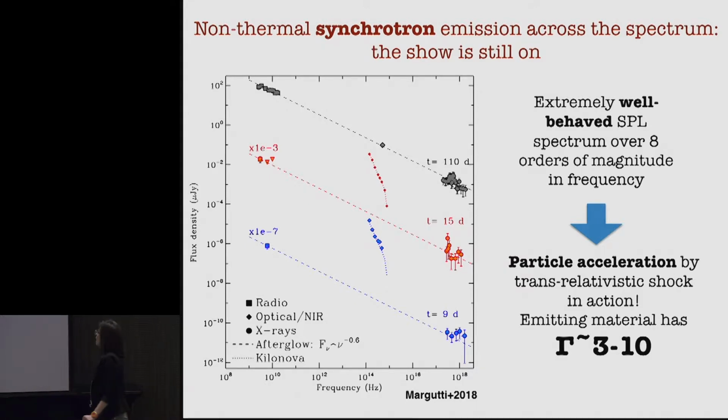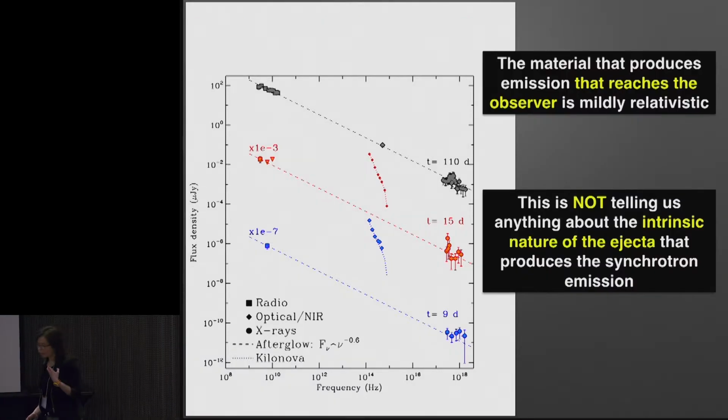And if you play this game, you would find out that this kind of slope, which is nu to the minus 0.6, would favor material that has a Lorentz factor gamma between 3 and 10. So the main message that you get out of this little exercise is that the radiation that the observer sees is produced by mildly relativistic ejecta. So that's the first message. However, I want to emphasize the fact that me as an observer seeing mildly relativistic ejecta emission does not imply that ultra-relativistic ejecta is not there. It just means that what I see as an observer is that.